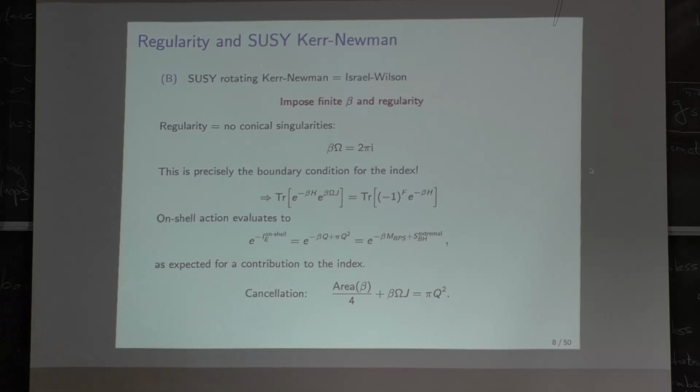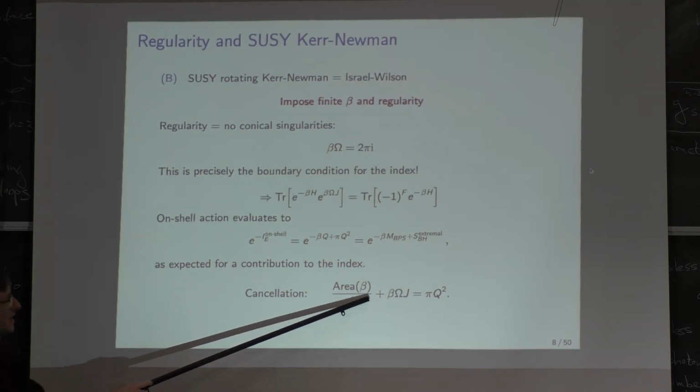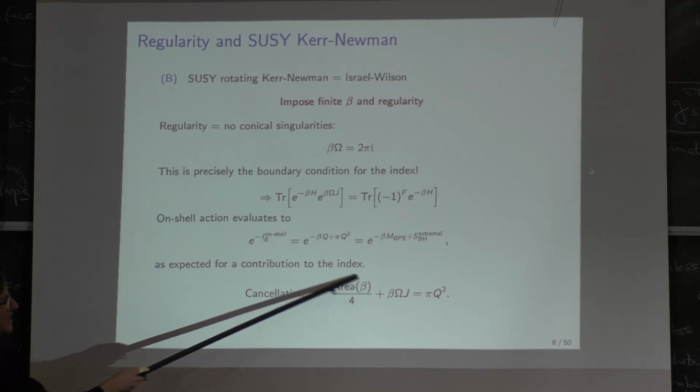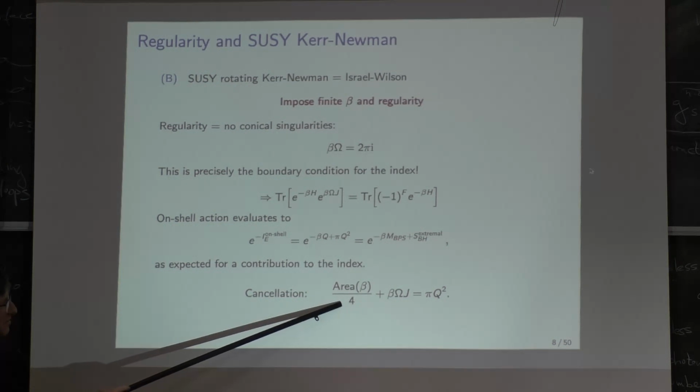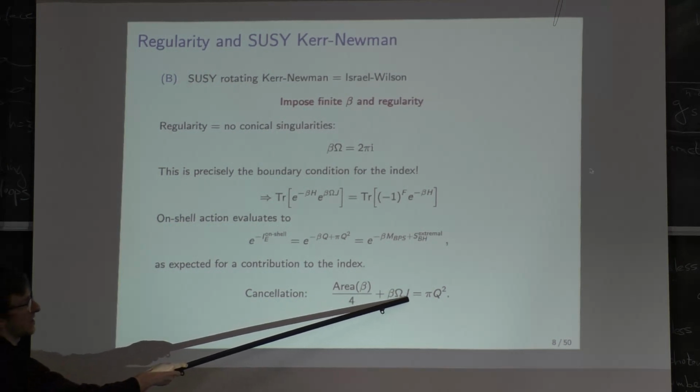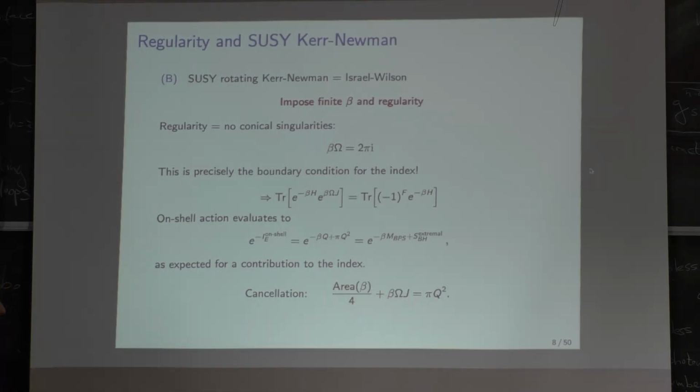What we evaluated the on-shell action with was a finite temperature supersymmetric saddle that had some non-trivial temperature dependence, and correspondingly the area of the horizon actually depends on the inverse temperature beta. However, it turns out that there is a non-trivial cancellation of beta between the entropy term of the finite temperature black hole plus the beta omega J term, since we're working with a grand canonical ensemble.